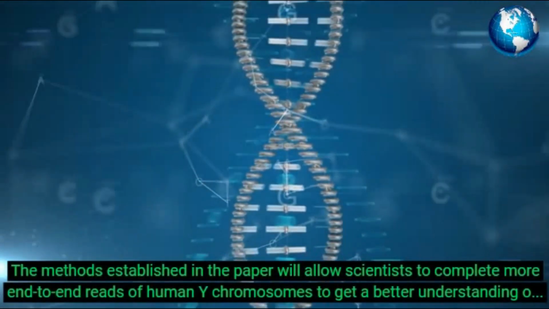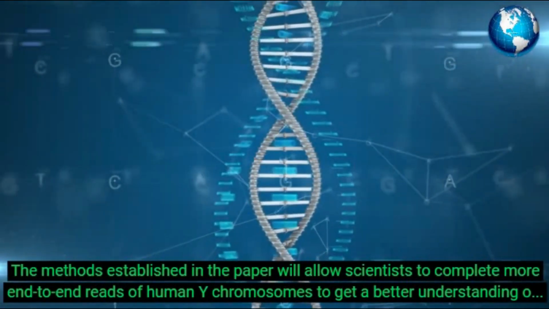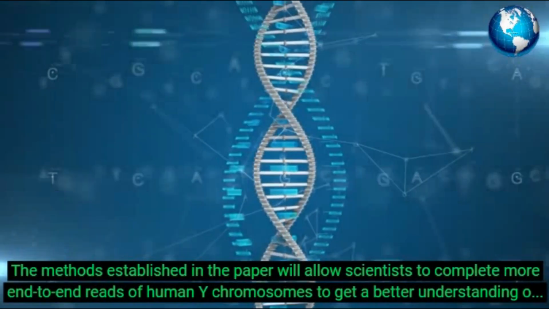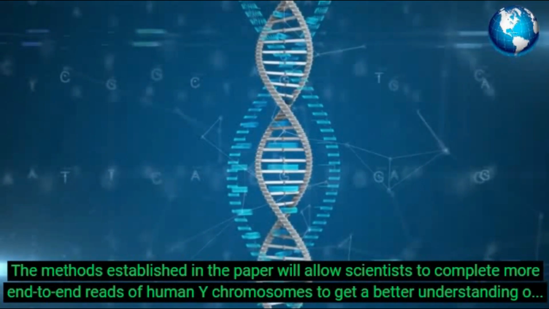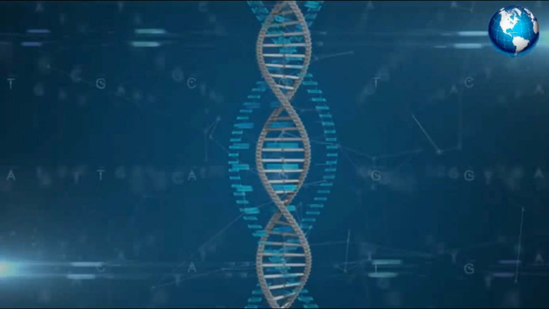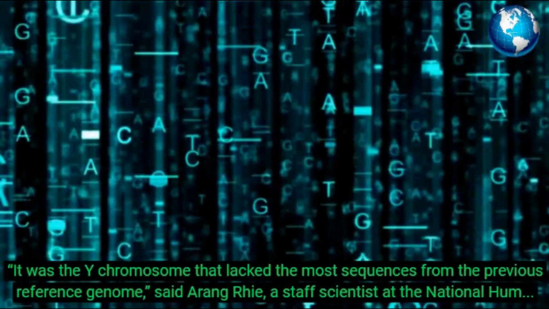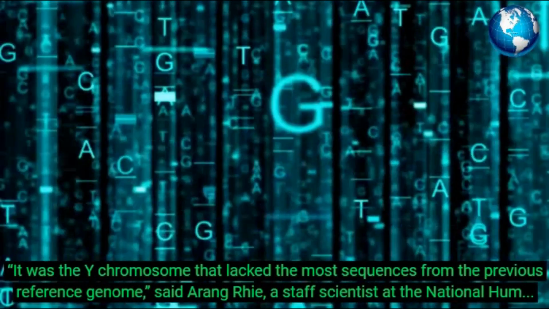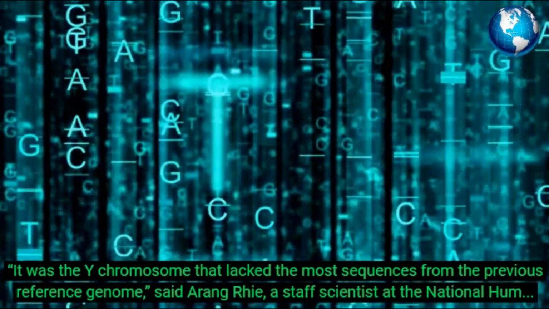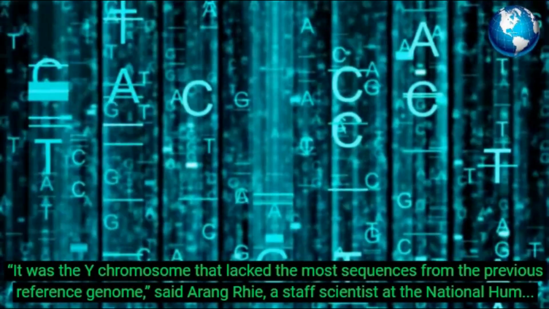The methods established in the paper will allow scientists to complete more end-to-end reads of human Y chromosomes to get a better understanding of how this genetic material affects the diverse human population. "It was the Y chromosome that lacked the most sequences from the previous reference genome," said Arang Rhie, a staff scientist at the National Human Genome Research Institute and the paper's lead author.